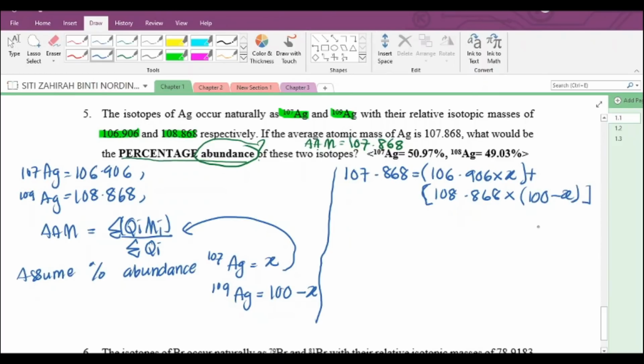So you finish off this question and you should be able to get the percentage abundance in this final answer. Okay, you can compare it.